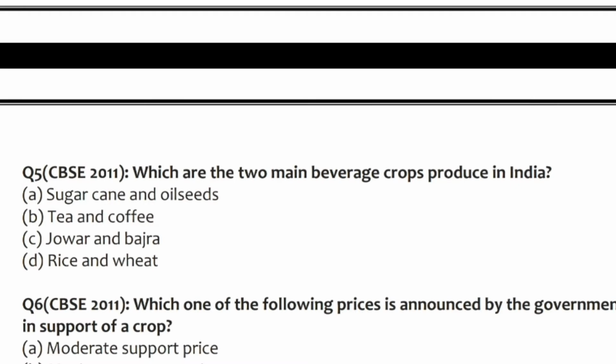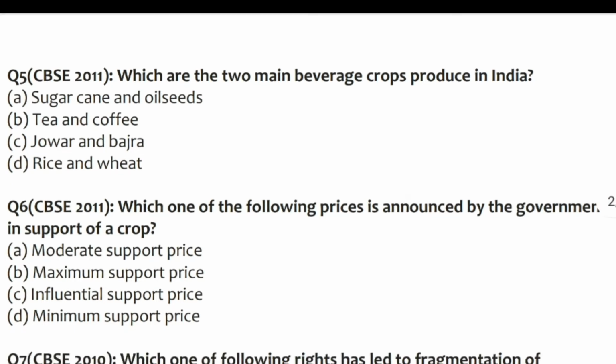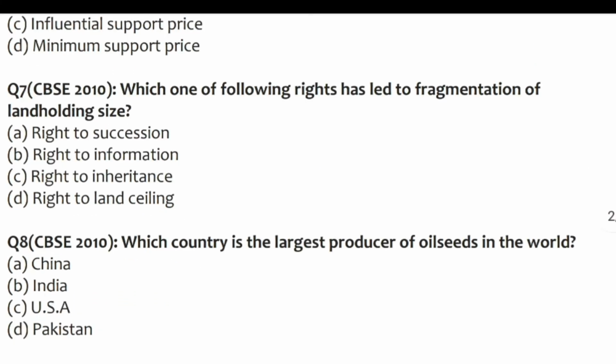5. Which are the two main beverage crops produced in India? A. Sugarcane and oilseeds, B. Tea and coffee, C. Jowar and bajra, D. Rice and wheat. 6. Which one of the following prices is announced by the government in support of a crop? A. Moderate support price, B. Maximum support price, C. Influential support price, D. Minimum support price.